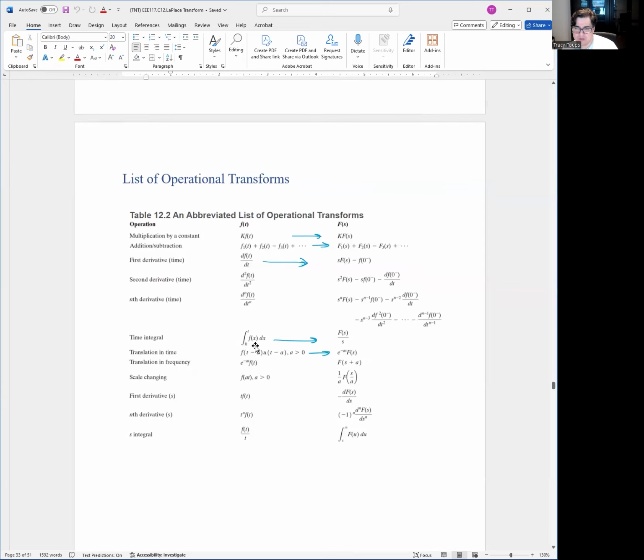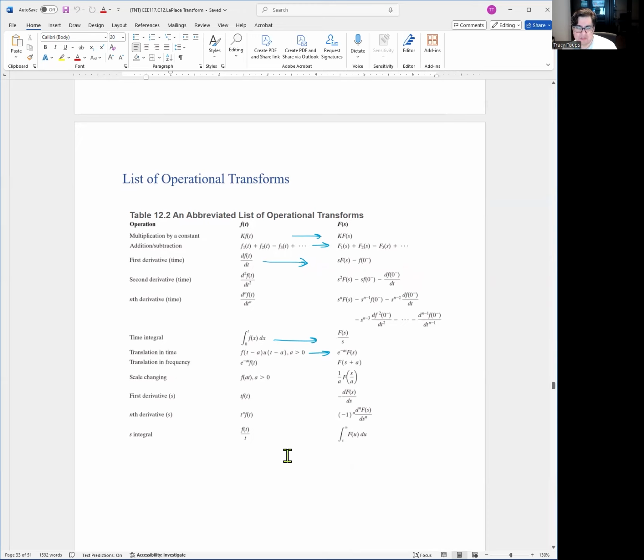Integrals, you have one integral, the integral of f of x is F(s) over s. We just talked about that. You got your time delay here. You got some other things like translation, frequency, scaling, and so on, right? But honestly, the ones I have in blue are probably the most common ones you're going to see. But the idea is we have these in case you need them.